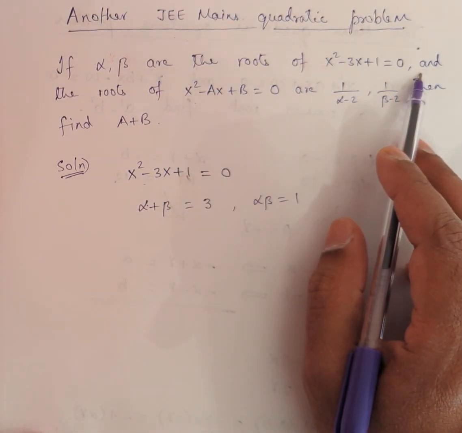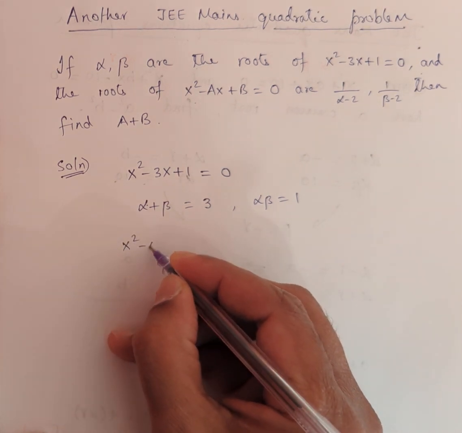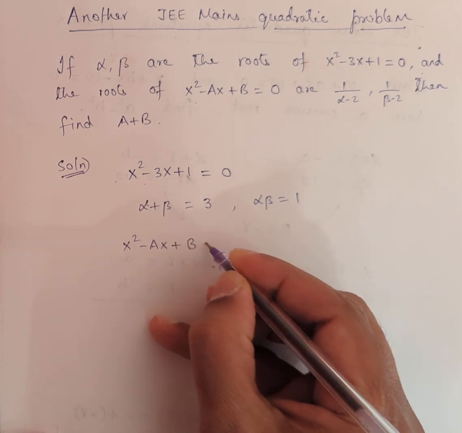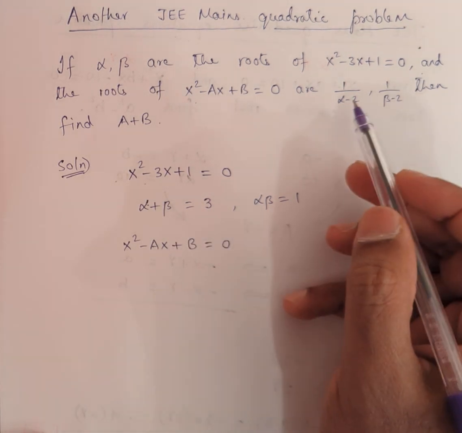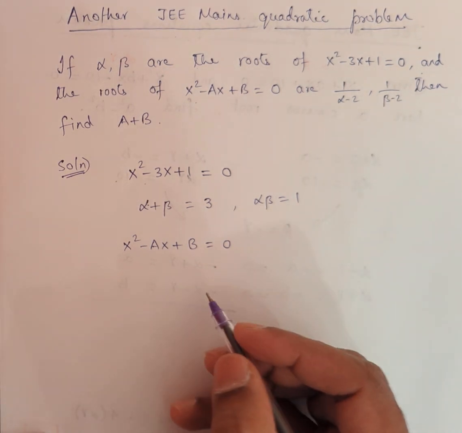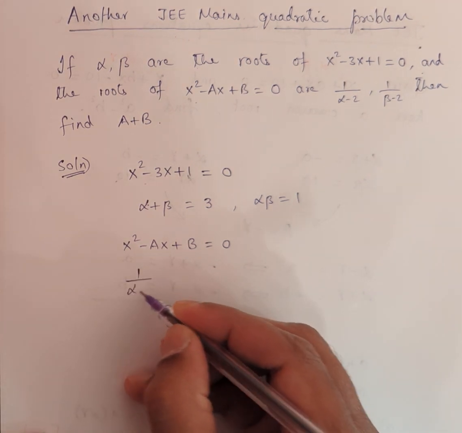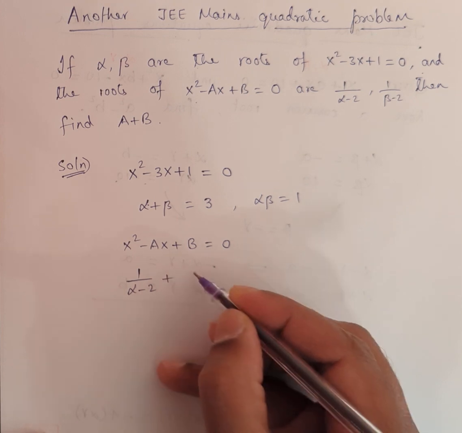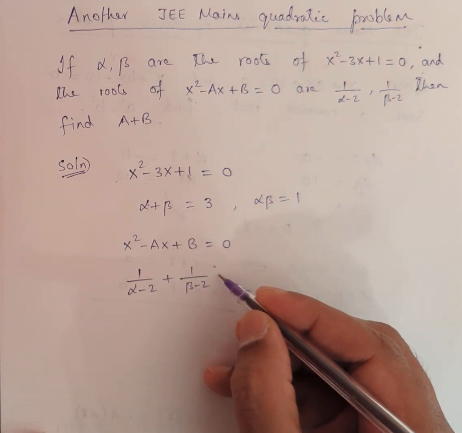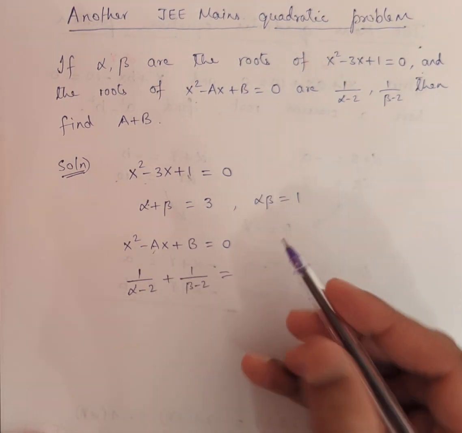And this one other equation they gave us, x square minus ax plus b equal to 0. So notice again, the sum here is going to be a and the product is going to be b. And what they are saying is these roots are related to alpha and beta in that way. So what do I know? I know that if I add those two, 1 over alpha minus 2 and 1 over beta minus 2, that is the sum of the roots, and that would be equal to a.